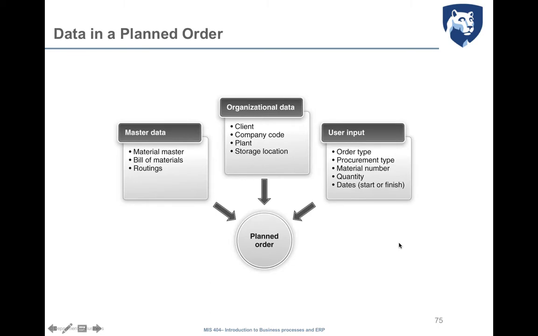Here you can see which are the data that are needed to create a planned order. Of course, various organizational data, master data, and user-specified data are included in order to realize a plan order. Of course, the user making the request specify which materials are needed, how many, and when they are needed, and at this point the ERP system automatically incorporates both the master data related to the materials and the bill of materials related to the product in the plan order.